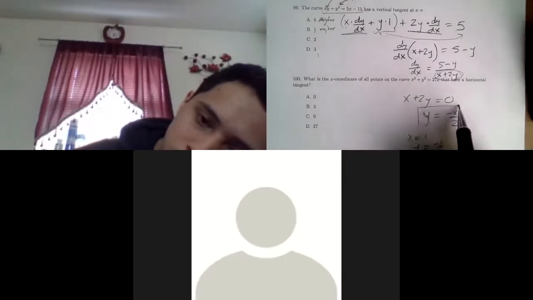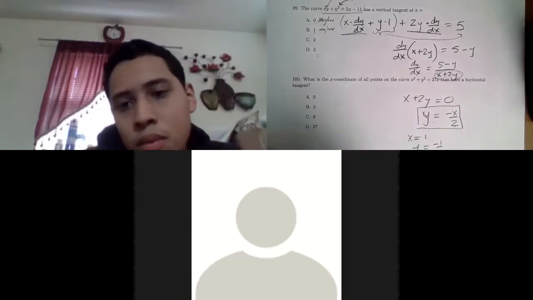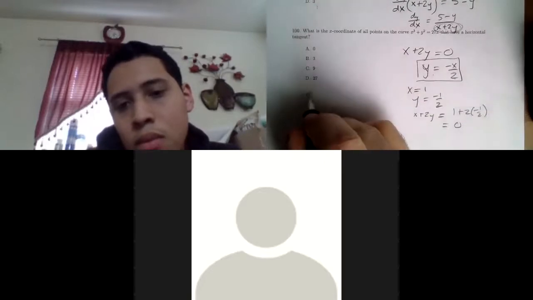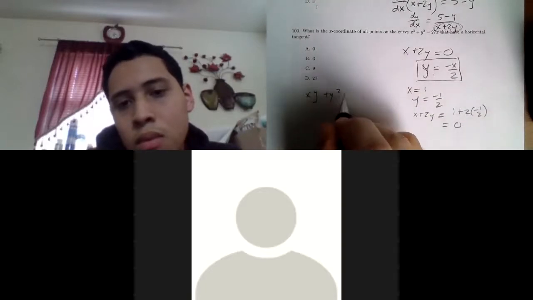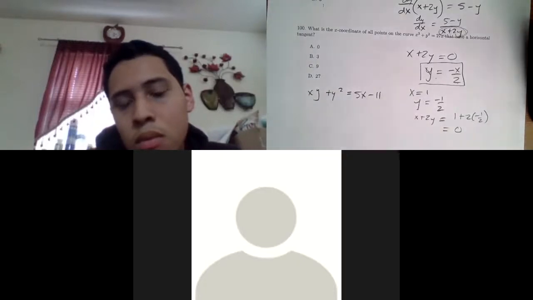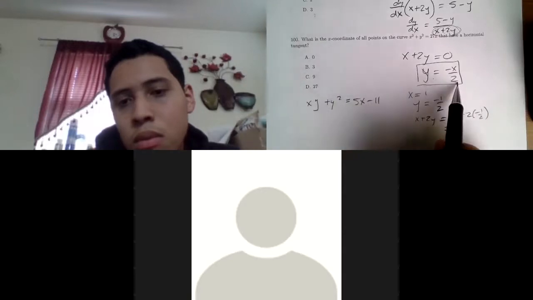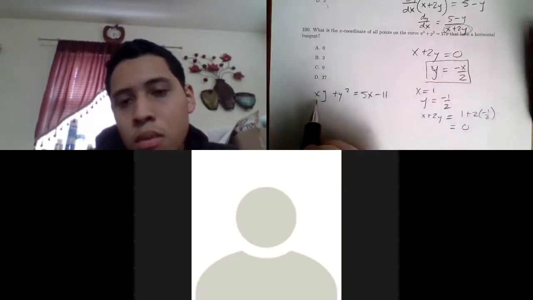Let's use the fact that y has to be negative x over 2, and also use the fact that points on the curve must satisfy the implicit relation. So now I can replace all the y's in this expression with negative x over 2. So y times negative x over 2 would be negative 1/2 x squared.